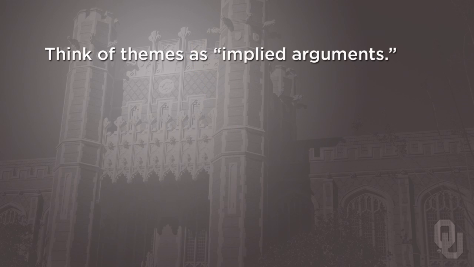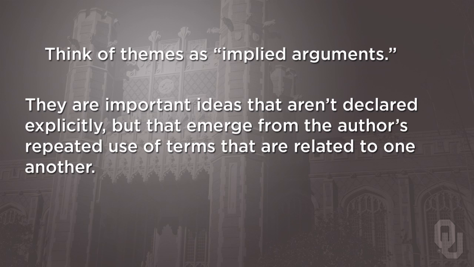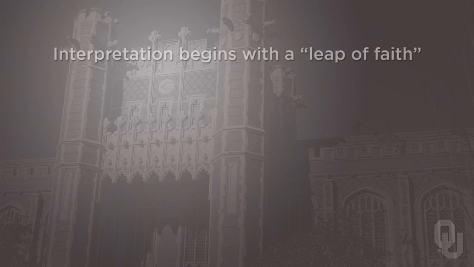But with many primary sources, most of your interpretation won't be about explicitly stated arguments like this one. Instead, it'll be focused on themes or assumptions that emerge implicitly in the texts. You can think of themes as implied arguments. They're important ideas that aren't declared explicitly, but that emerge from the author's repeated use of terms that are related to one another.